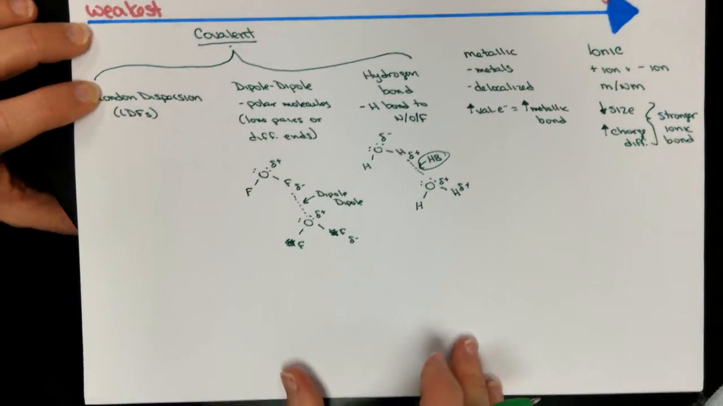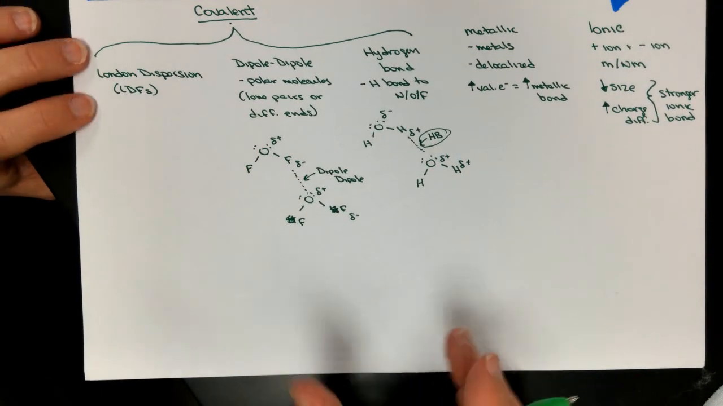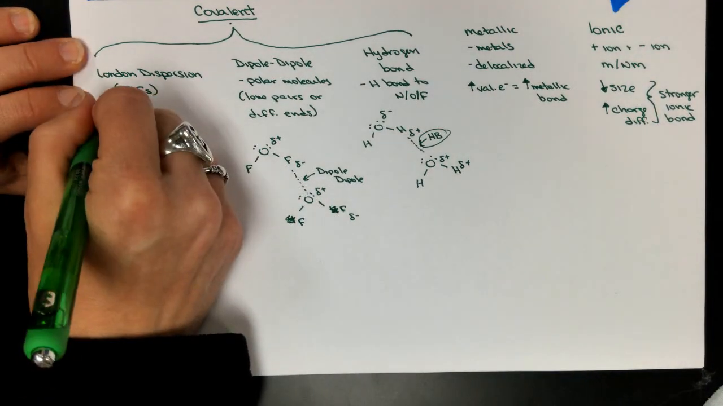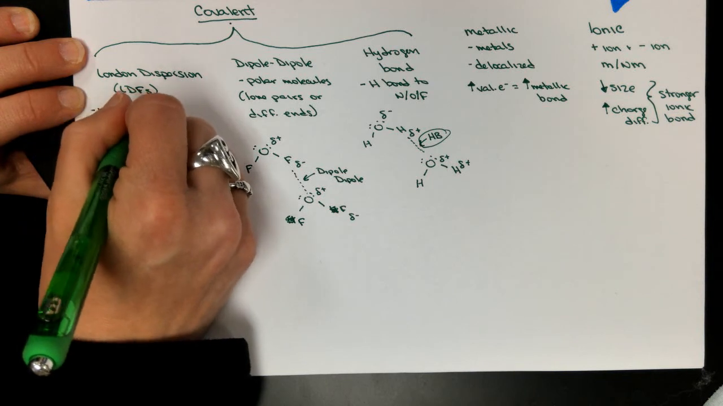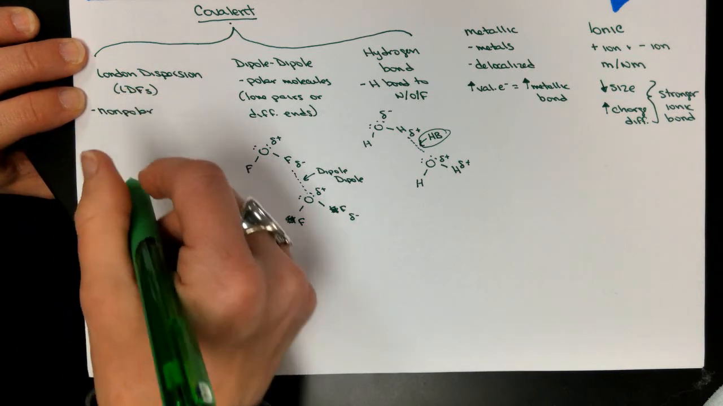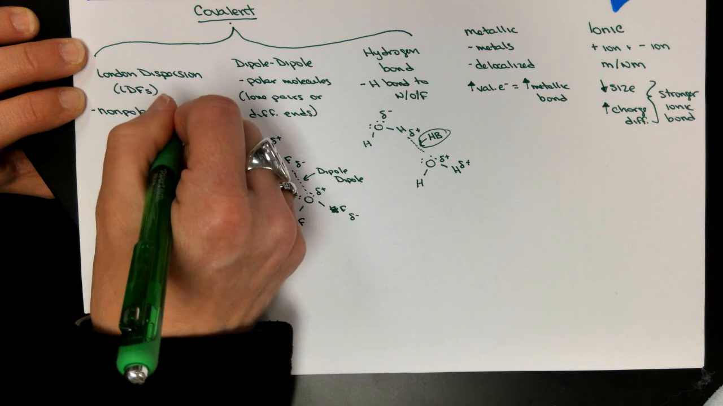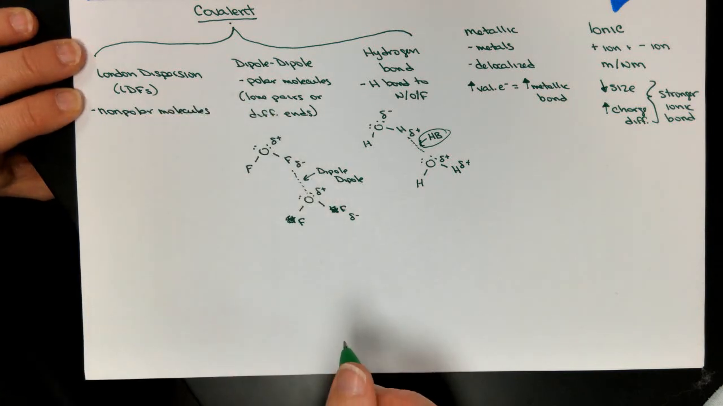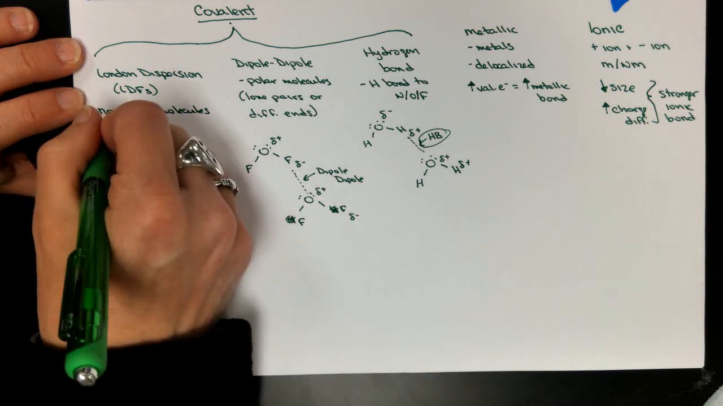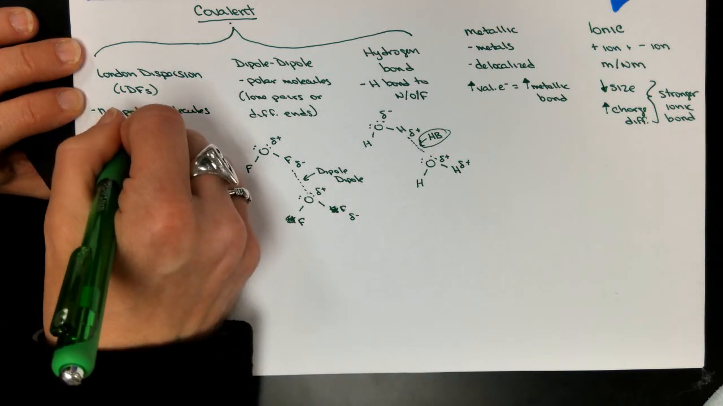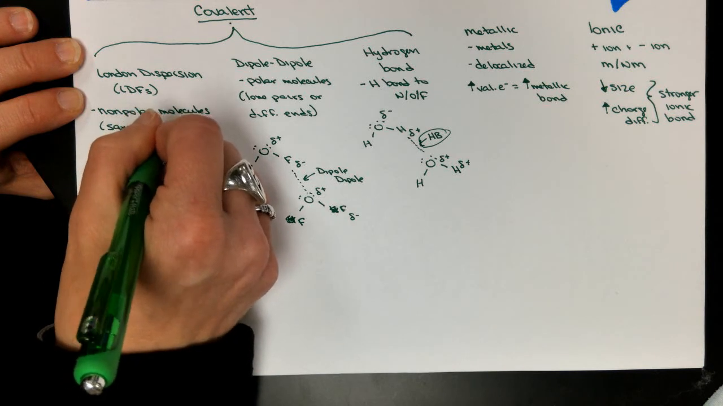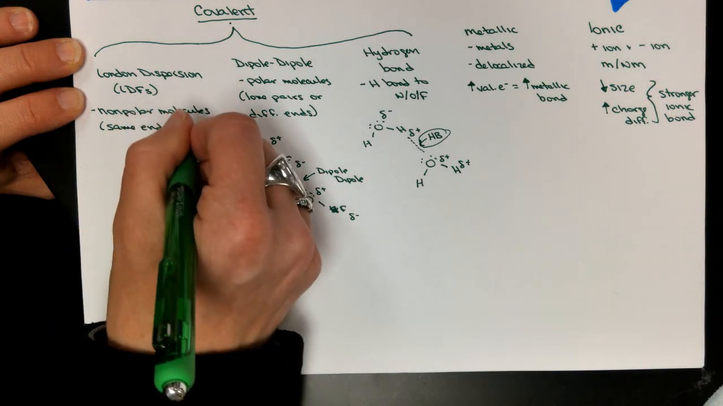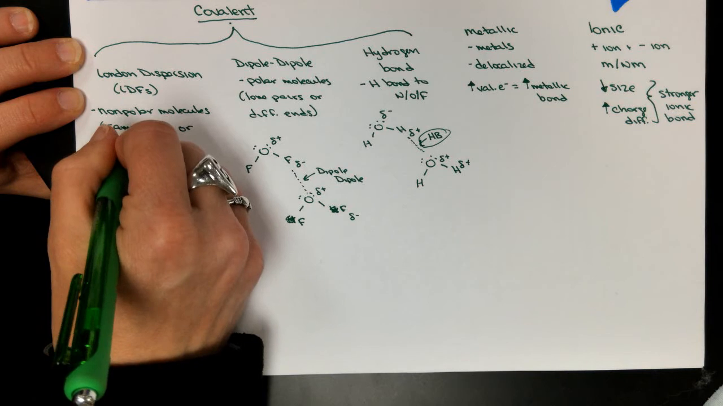So we know that London dispersion forces are going to be found in nonpolar molecules. Now, remember, we're looking at molecular polarity here, not bond polarity, in order to determine which IMF is involved. It's molecular polarity. So nonpolar molecules, remember, they're going to have the same ends or no lone pairs.